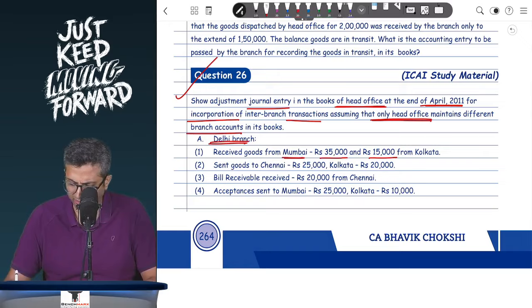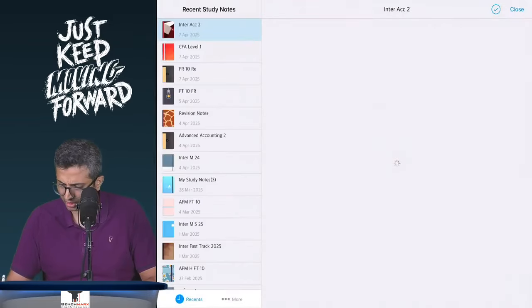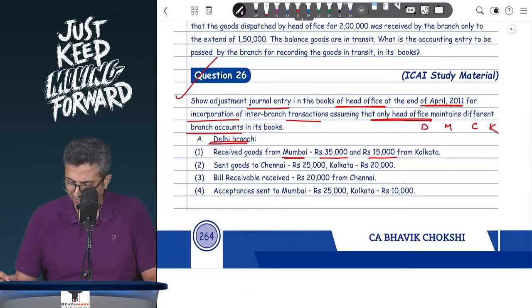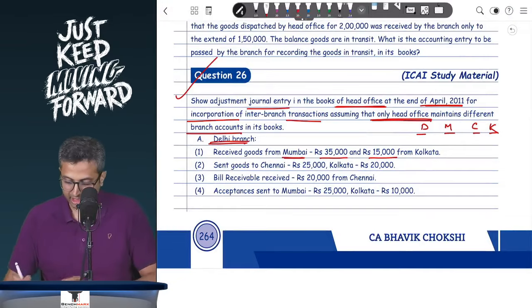So let us say there are 4 branches: Delhi, then Mumbai, then Kolkata and Chennai, or Chennai and Kolkata. We'll just try to align it the way it is there in the solution. Chennai and Kolkata, perfect. So if I do for one branch properly, you will be able to understand for every branch. Like Delhi branch has received the goods, so it has received 35 and 15. So this is goods received by the Delhi branch.